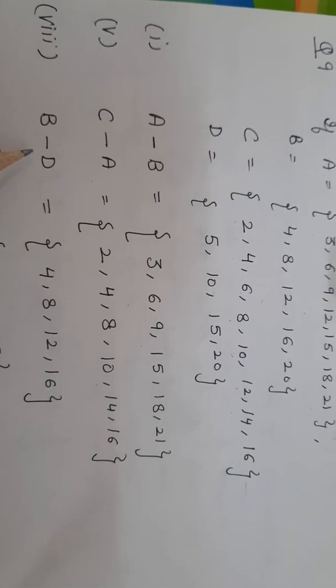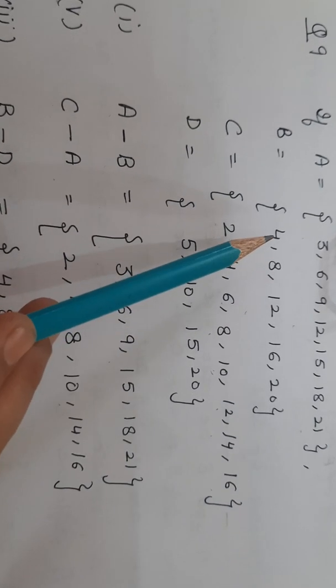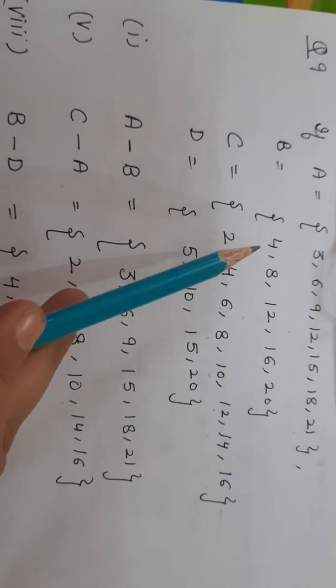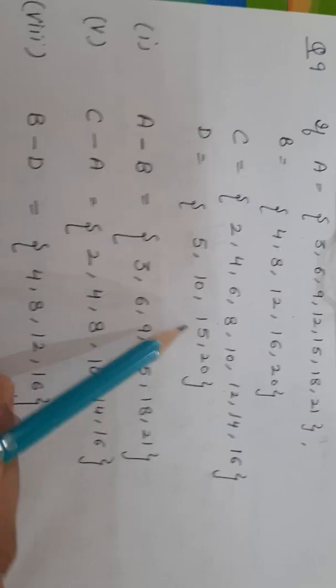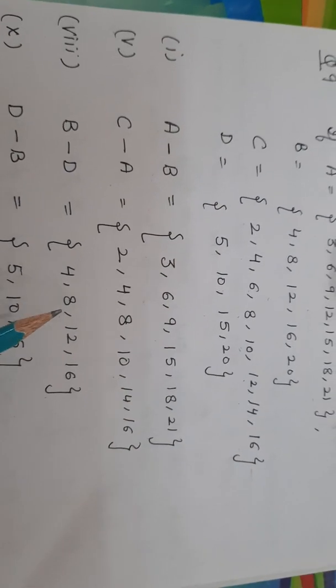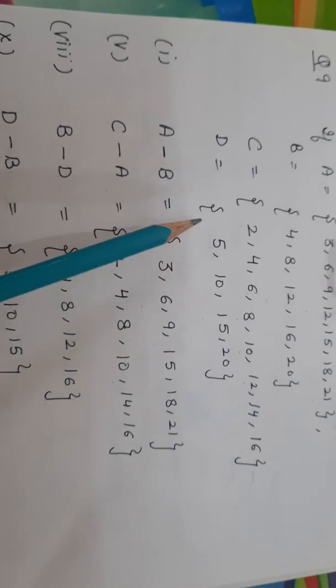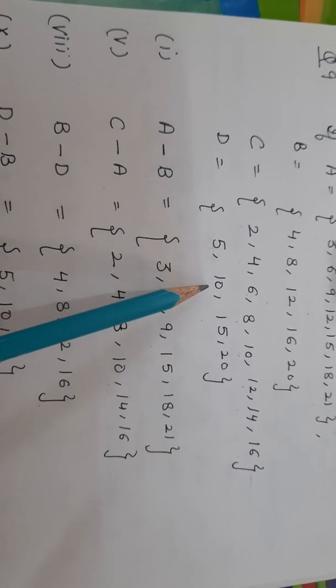Next, B minus D. Right, B minus D. The elements which belong to B but not to D. 4, 8, 12, 16. 20 is here, so you will not write here. So the answer is 4, 8, 12, 16. Then D minus B. The elements which belong to D but not to B. 5, 10, 15. This is your answer, right?